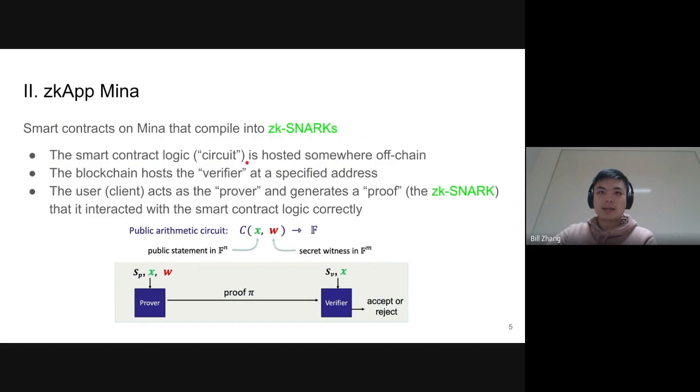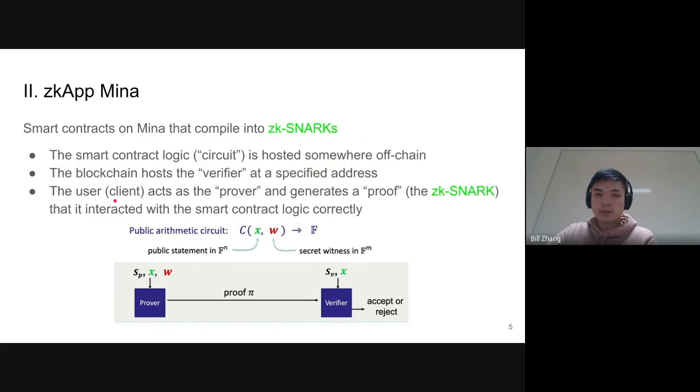For people like me who are used to thinking about ZK apps from a Groth16 point of view, I like to think of the smart contract logic as the circuit, or C, in this depiction of how the Groth16 proving system works, the circuit C that is part of the snark system. Then what does the blockchain have on it? The blockchain will host the verifier of this circuit at a specific address. The verifier from the Groth16 proving system is the party trying to receive a proof and then decide whether it is valid or invalid. Of course, this is not the exact way that it works on Mina, but it is a good way to think about it from first principles if you're not as familiar with Mina yet.